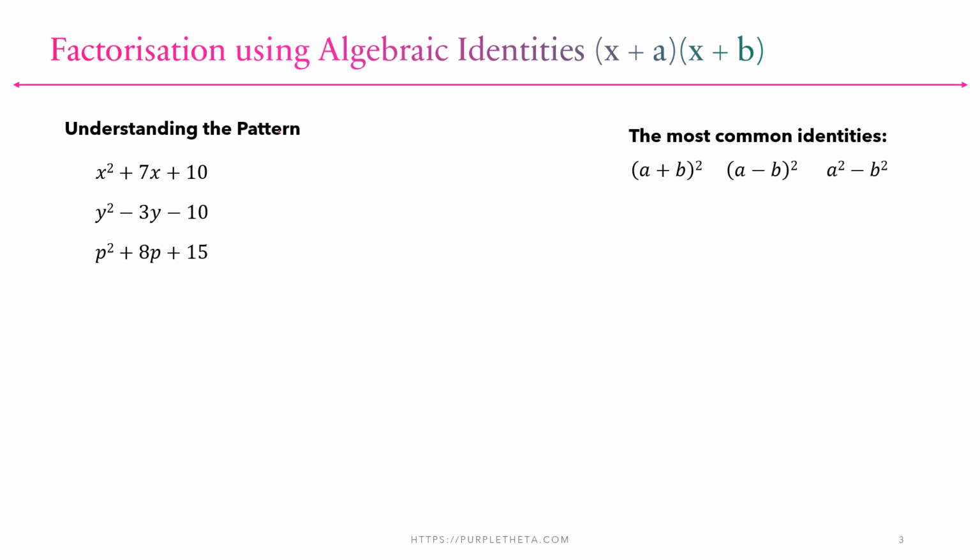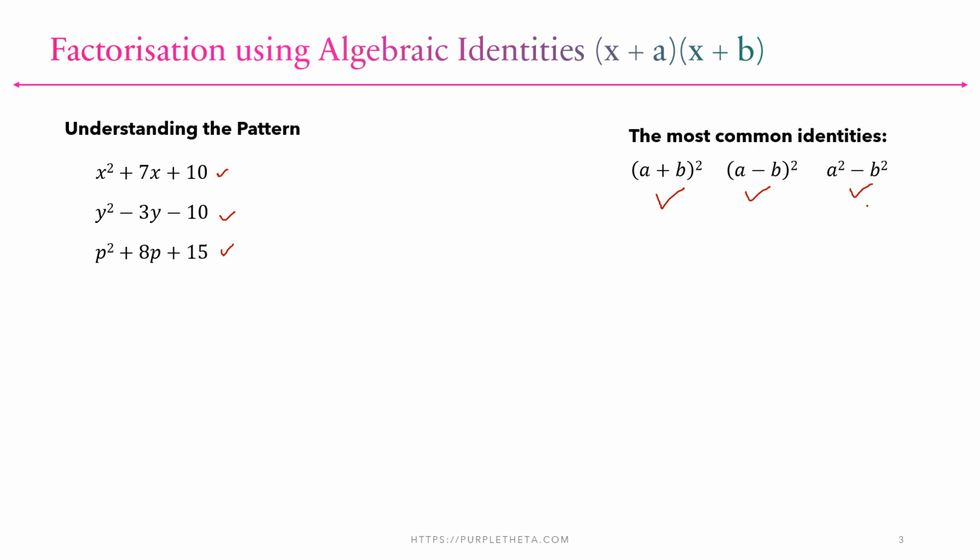If you observe these expressions, you will notice that they are not perfect squares. The constant terms like 10 or 15 are not square numbers, right? So these expressions do not fit the forms of a plus b whole square or a minus b whole square or a square minus b square, right?